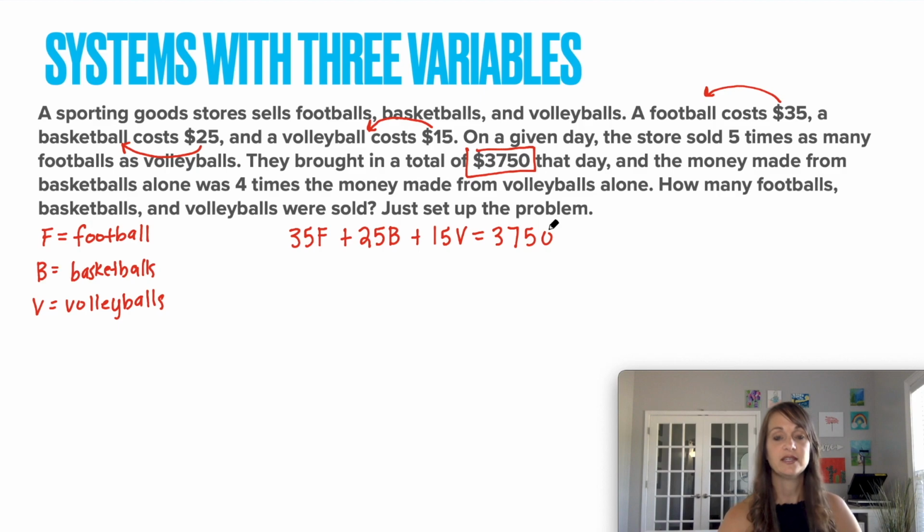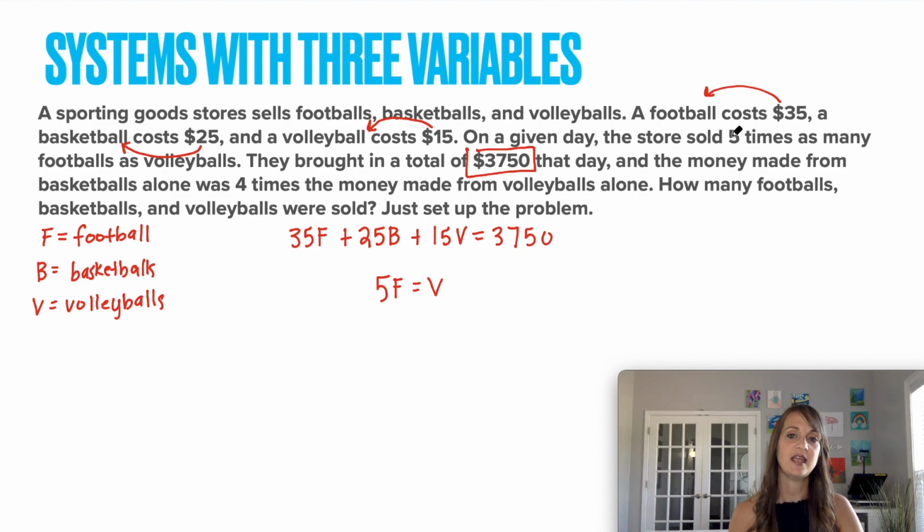Now, the next thing is we know that the store sold 5 times as many footballs as volleyballs. Here's the deal. A lot of students are going to want to say, oh, 5 times as many footballs as volleyballs. However, if you plug in some numbers to see if that makes sense, a lot more footballs were sold than volleyballs. So if I plug in 4 footballs, that means I sold 20 volleyballs, but that doesn't make sense because more footballs were sold than volleyballs.